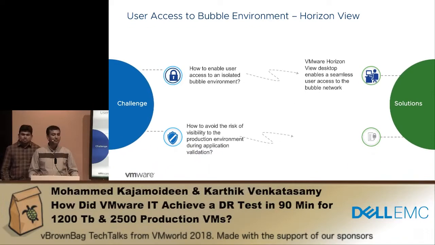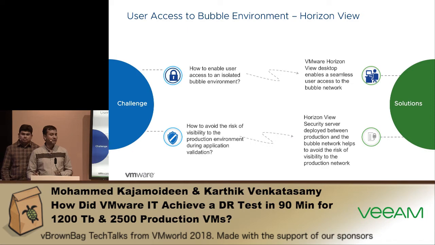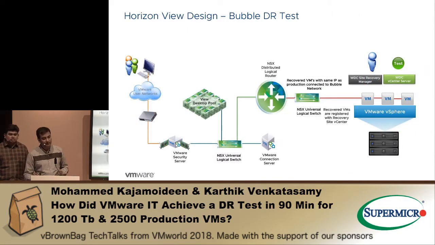For that, we are using a Horizon View security server. It is deployed between the production network and the bubble network, and acts as a proxy between these two networks. That avoids the risk of visibility to the production network. Let's see the Horizon View design.